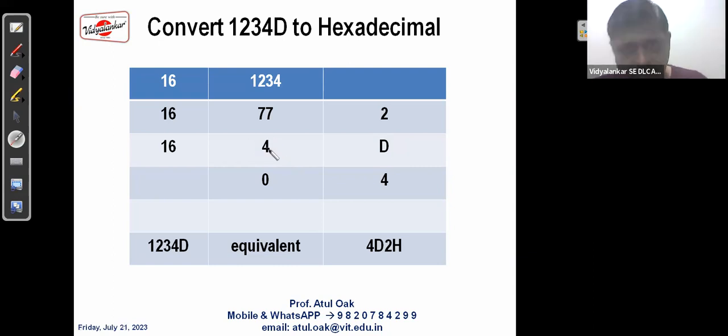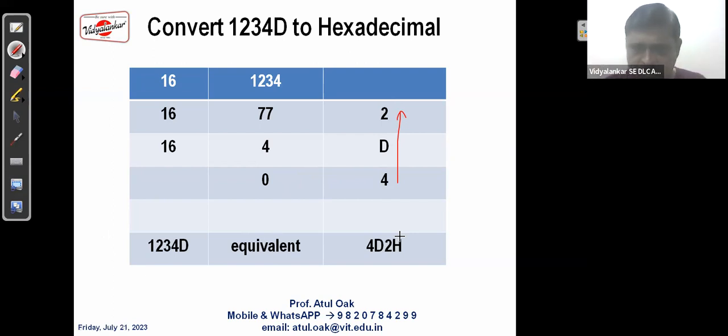Now my numerator is less than denominator, so division is not possible. You stop. So write this 4 as it is. Because division is not possible, the quotient is 0, and collect all digits from bottom to top, same as we did previously for binary and octal. What we get is 4D2. So 1234 decimal is equivalent to 4D2 hexadecimal.